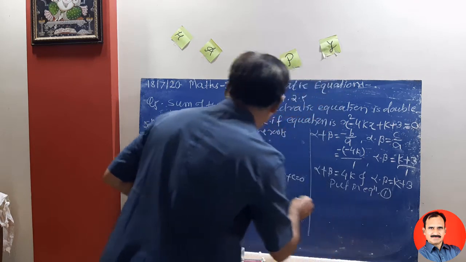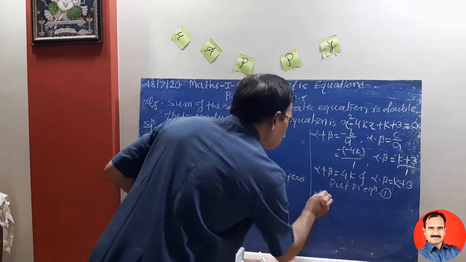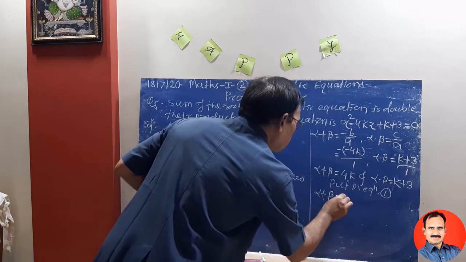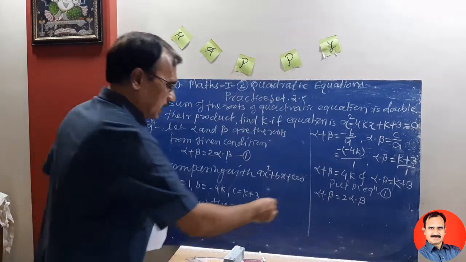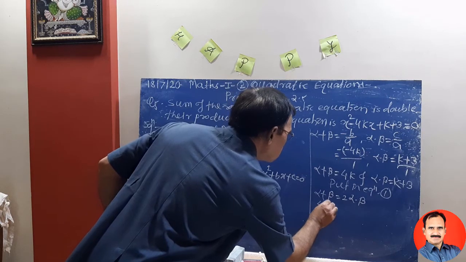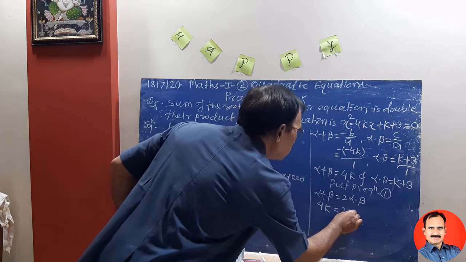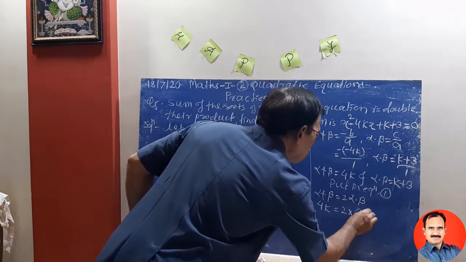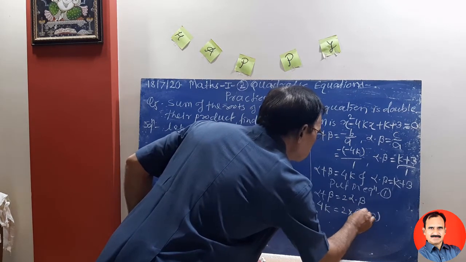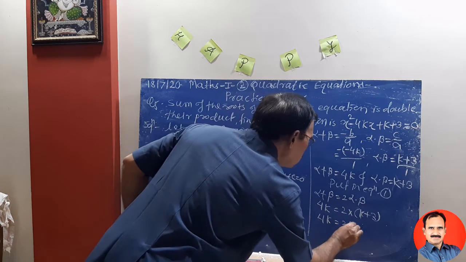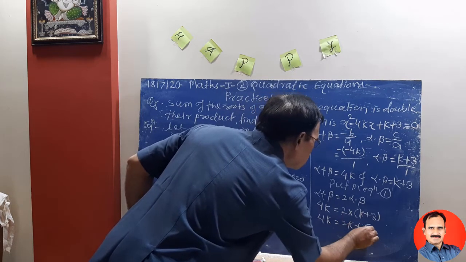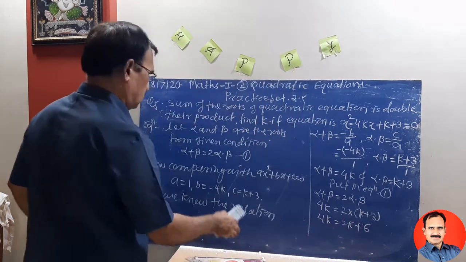If we put this value in equation number 1, this is first equation, alpha plus beta is equal to 2 into alpha beta. Here alpha plus beta is 4k. 2 into alpha into beta is k plus 3. 4k is equal to 2k plus 2 3s are 6. Now see here.